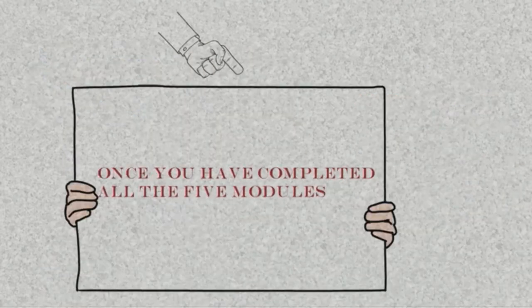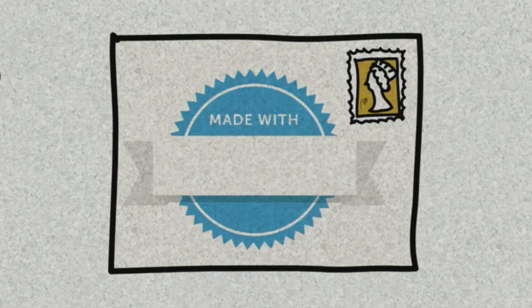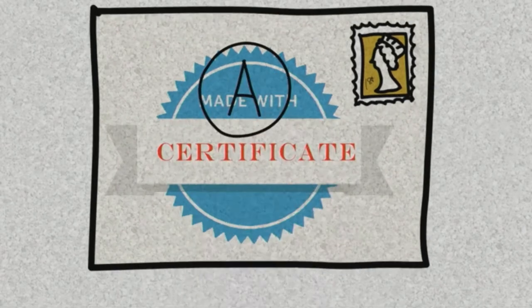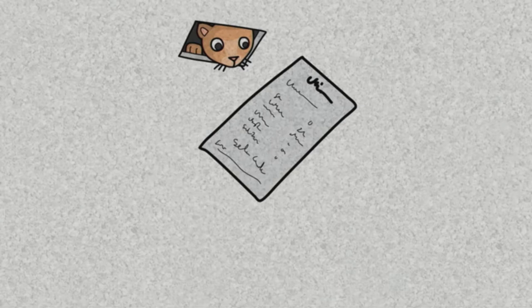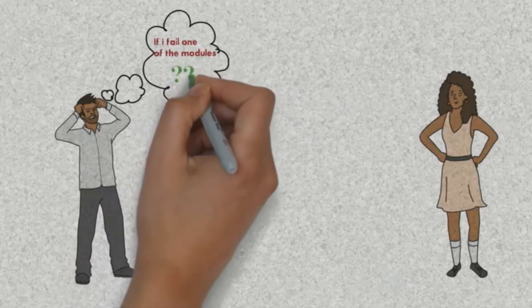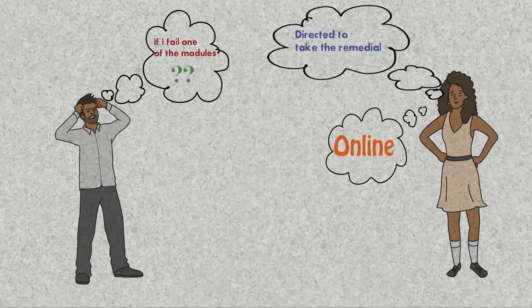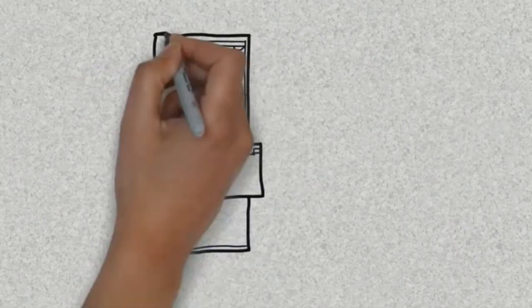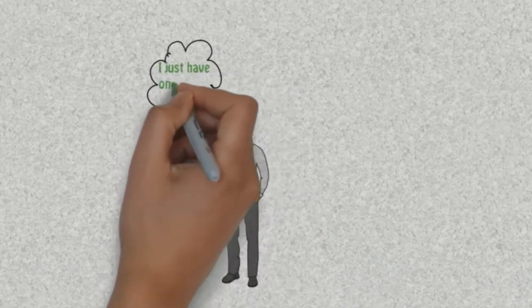Also, I heard that once you have completed all the 5 modules, you are required to fill out a questionnaire and you will receive your certificate. The certificate will give your grade based on your performance. You can also view your performance for each module. What will happen if I fail one of the modules? If you fail a module, you will be directed to take the appropriate remedial, which is also online. It contains simplified notes and fun activities. Wow, that's interesting. Oh, Rohini, I just have one last question.